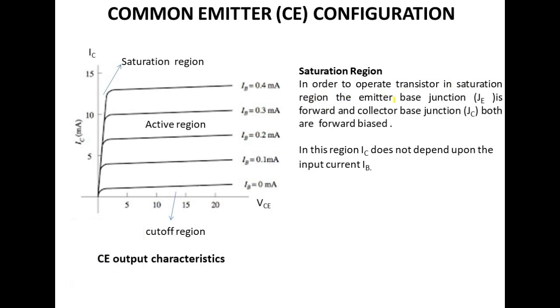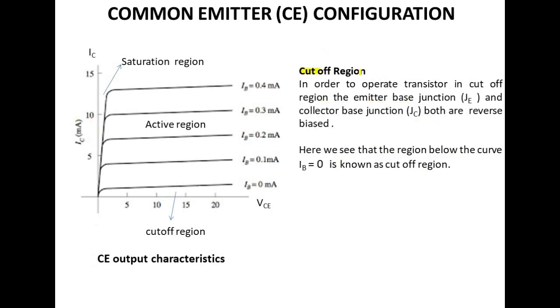In order to operate the transistor in saturation region, the emitter base junction JE is forward biased and collector base junction JC is also forward biased. We see that both the junctions should be forward biased. In this region, IC does not depend upon the input current IB. Now come to the cutoff region.